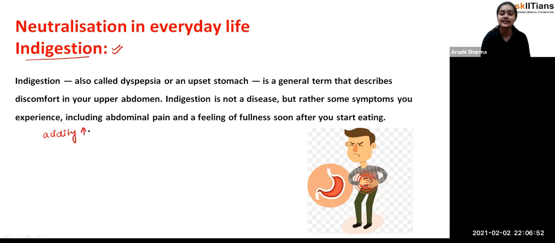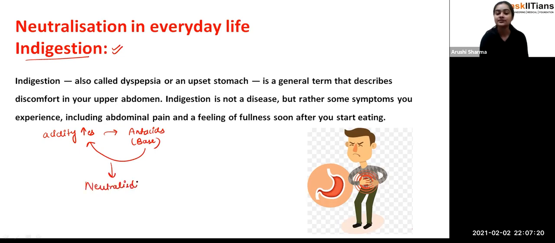Okay, acidity increases, and when it does, because in your stomach there is the HCl which is used for digestion, and if that acidic level increases, then to neutralize that acid we use antacids. And those antacids are what? Base in nature. And when that base reacts with the acid, what will happen? There is a neutralization reaction, and then you will feel relief. So that's how you see the neutralization reaction in the case of indigestion.